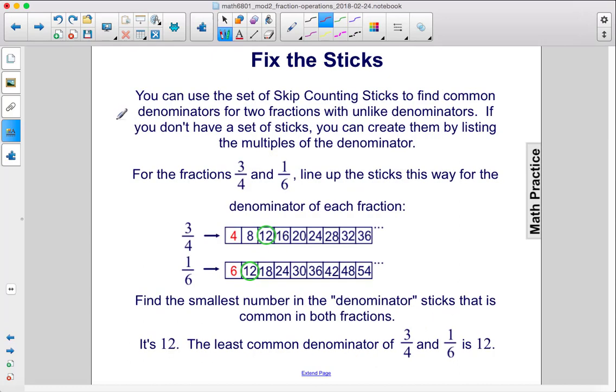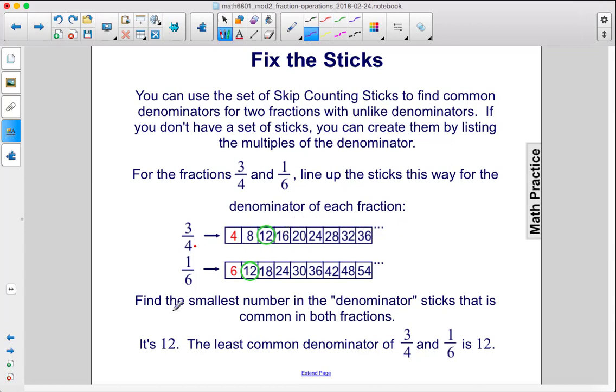You can use the set of skip counting sticks to find common denominators for two fractions with unlike denominators. If you don't have a set of sticks, you can create them by listing the multiples of the denominator. For the fractions 3/4 and 1/6, you line up the sticks this way for the denominator of each fraction. So you have a stick here. The denominator is 4. So you take 4 and then you have multiples of 4. So 4 times 2, 4 times 3, 4 times 4, 4 times 5, and so on.